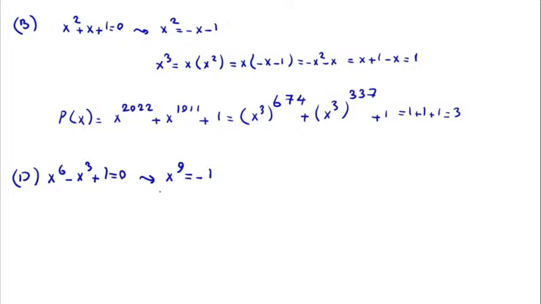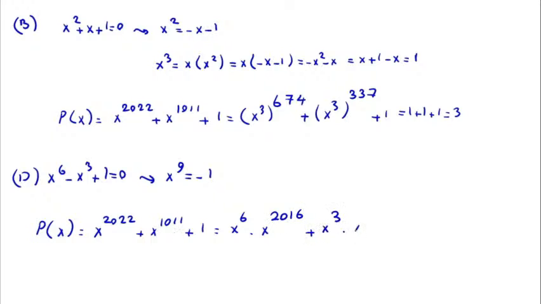So we conclude x to the 9 equals negative 1. Now, if you want to calculate p(x) = x^2022 + x^1011 + 1, you should take 2022 mod 9, which is 6. So you should say x^6 times x^2016 plus, for this one, x^3 times x^1008, plus 1. It will be x^6 times (x^9) to the power of 224 plus x^3 times (x^9) to the power of 112, plus 1.